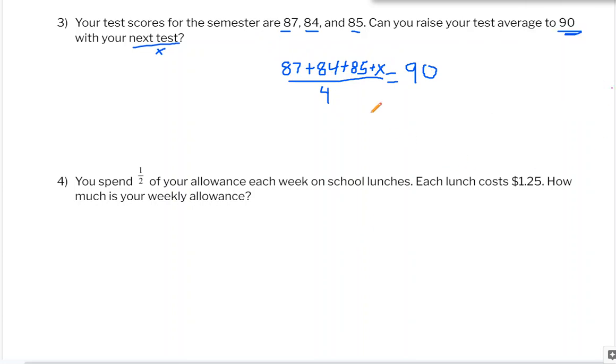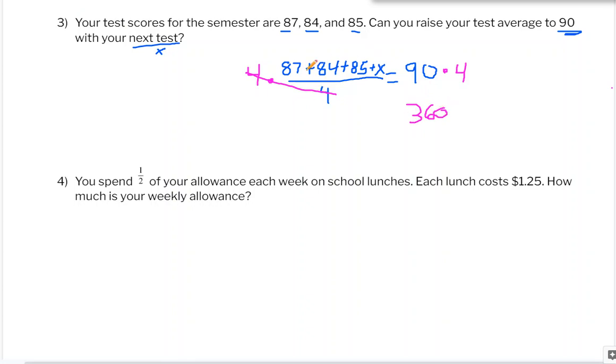Okay? All right, so let's think about how we can solve this one, because this one's a little bit different than the others. If I was going to solve this, what I would do first is I would get rid of this big fraction. And I see that a big fraction means you're dividing, right? So I would times this by 4 to get rid of my fraction. And I would times this side by 4. And 90 times 4 is 360.